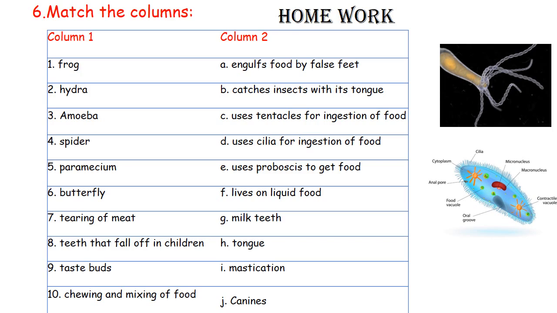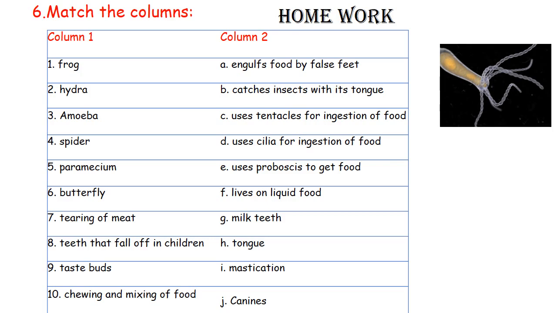Okay, next, butterfly lives in liquid food? No. Proboscis, you know, proboscis means the structure by which an insect sucks nectar from flowers. Okay, this is proboscis. And tearing of meat, you know. Milk teeth are the teeth that fall off in children, you know what those are. Taste bud, you know where it is present. Mastication means mixing of food inside the mouth cavity or buccal cavity, chewing or mixing of food, and canines. Now you can answer these all.